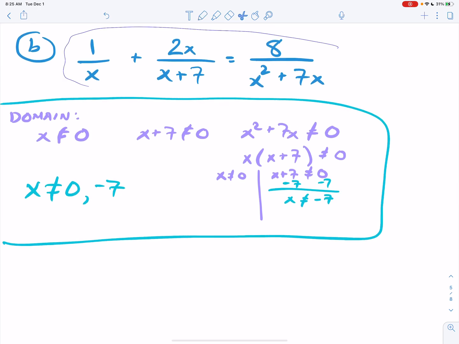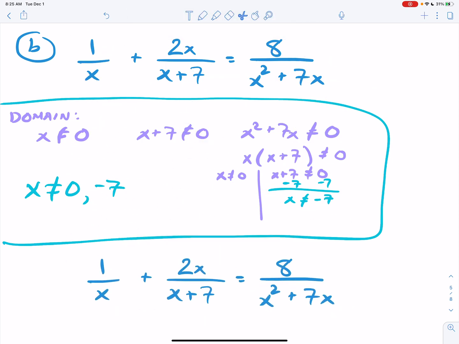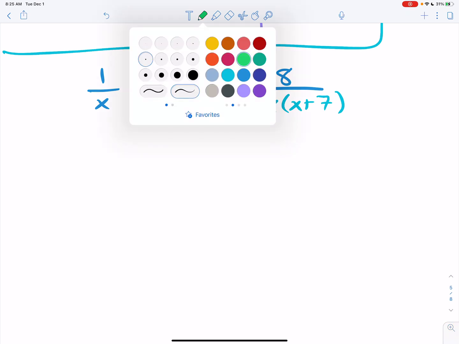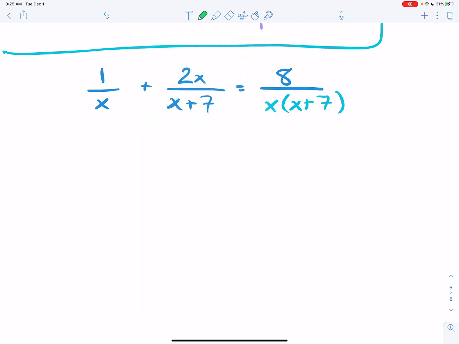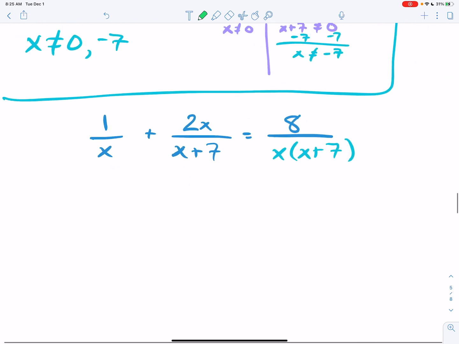Okay, so we have our equation. Here we go. So remember to rewrite this into the factored form. So I'm going to erase that and change that to x times x plus 7 because that'll make the next step a lot easier, okay? Okay, first step, get rid of all your fractions, right? So if I want to get rid of this x, I have to multiply by x everywhere. So here we go.